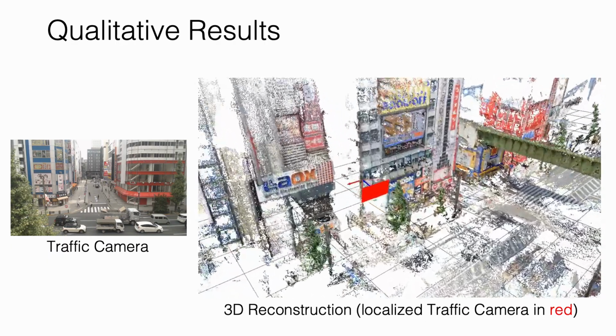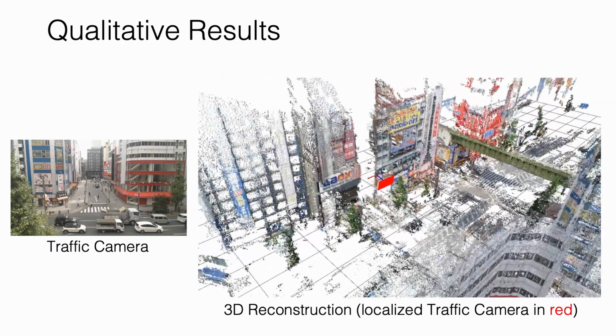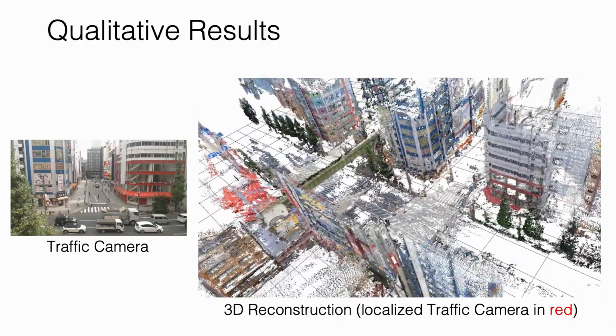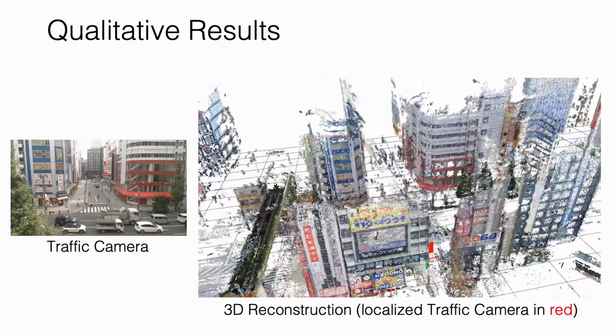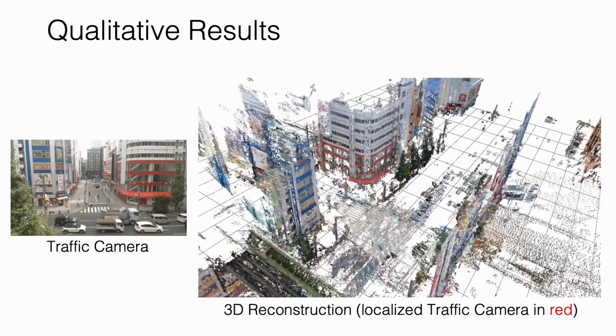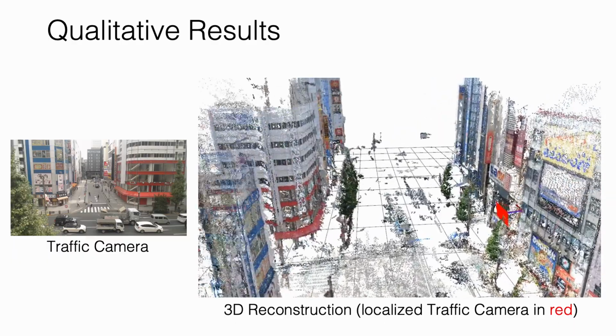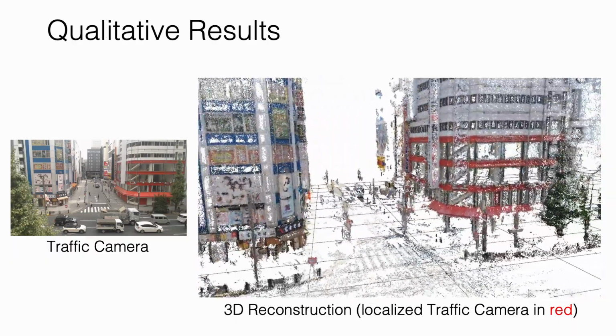Additionally, we show the traffic camera on the left and the 3D reconstruction on the right. The localized traffic camera frustum is visualized in red. Observe that, using our estimated camera parameters, the rendered image from the 3D reconstruction is well aligned with the real traffic camera image.